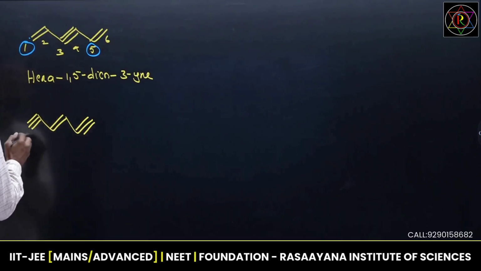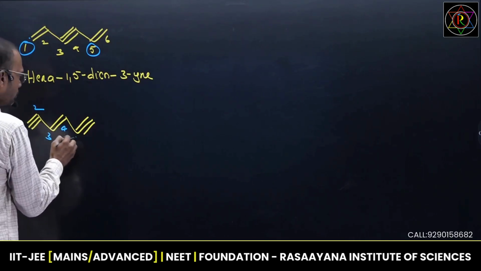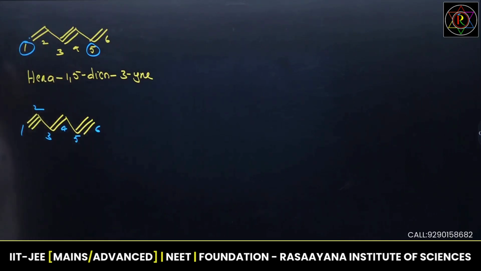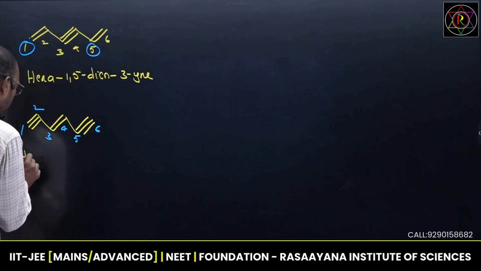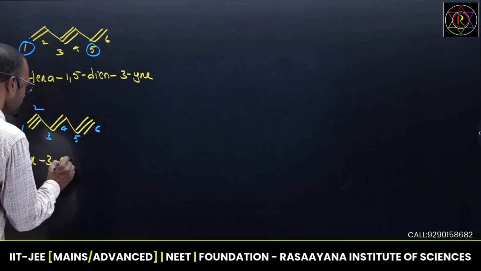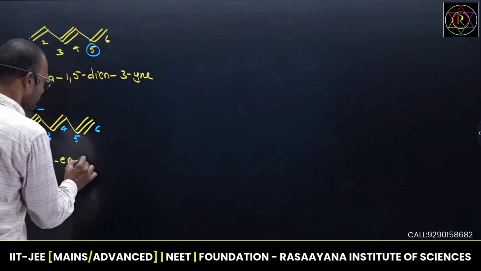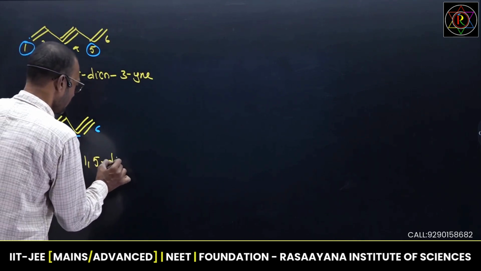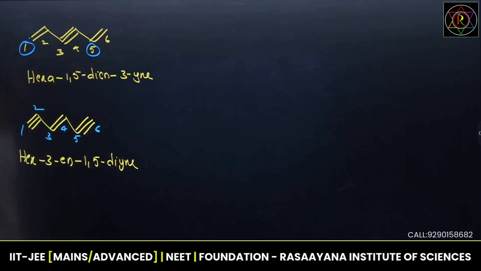Now I can start numbering like this: 1, 2, 3, 4, 5, 6. Now what is the position of the double bond? Third position. So I can write hex-3-ene. Hex-3-ene, and then this is 1,5-diyne. That is the name. Almost all have the same numbering.